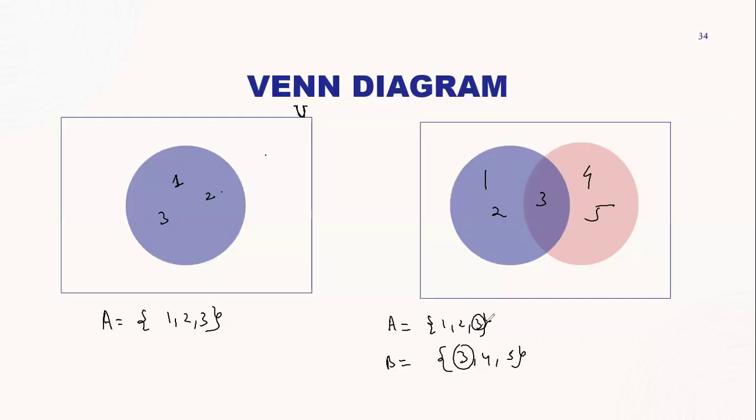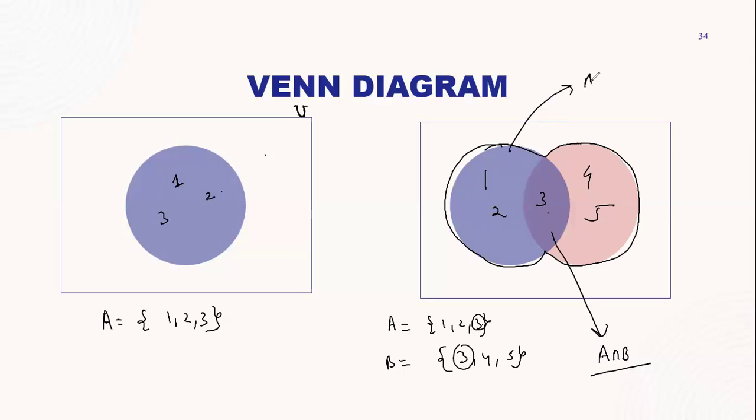And they have this as an intersection. Basically this portion is A intersection B. A intersection B, okay? And the combination, basically this full portion from here to here, is A union B. So A union B contains 1, 2, 3, 4 and 5 like this.